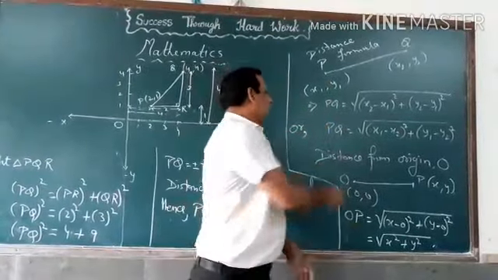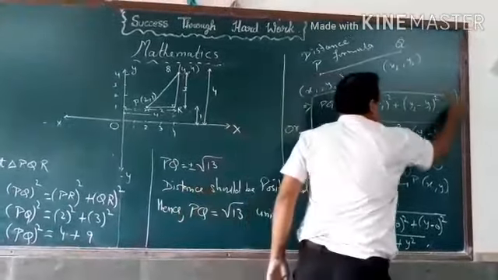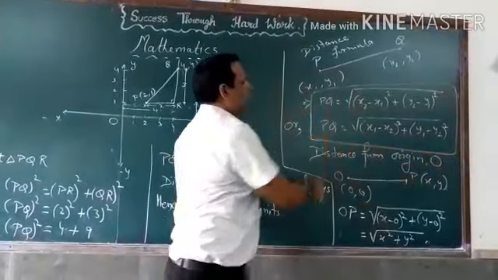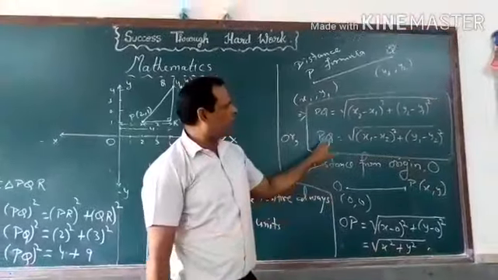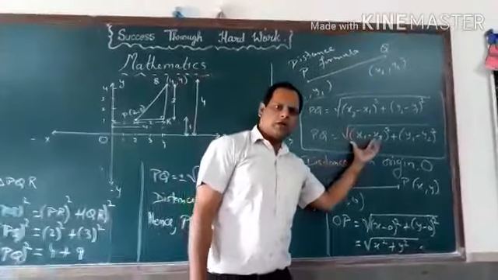So we see here this formula we are using to find the distance between any 2 points P and Q, or Q and R, or any other 2 points, if the coordinates are given.